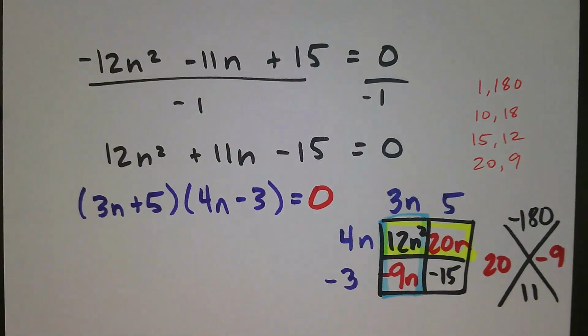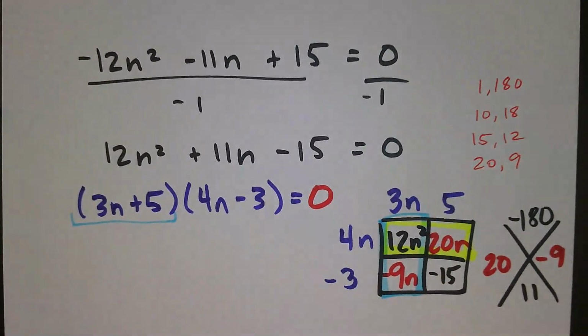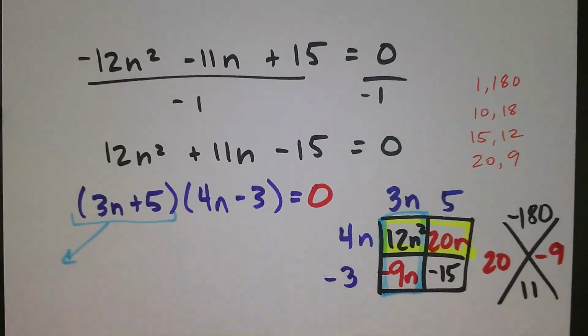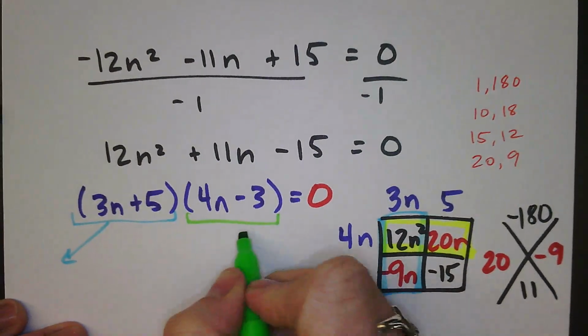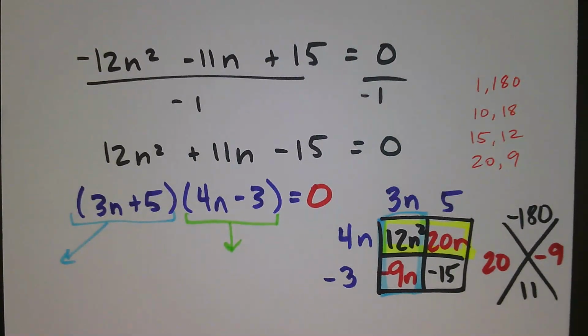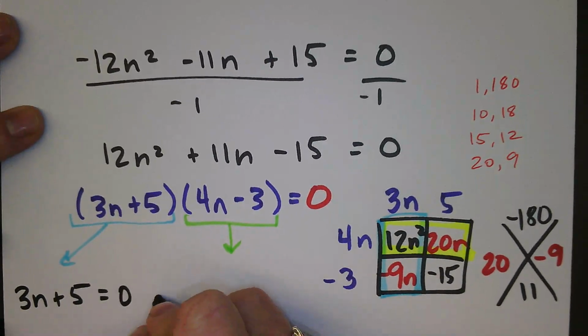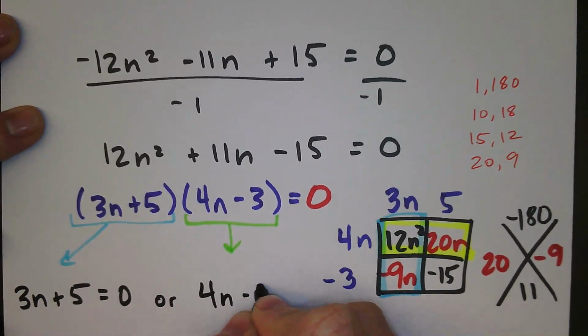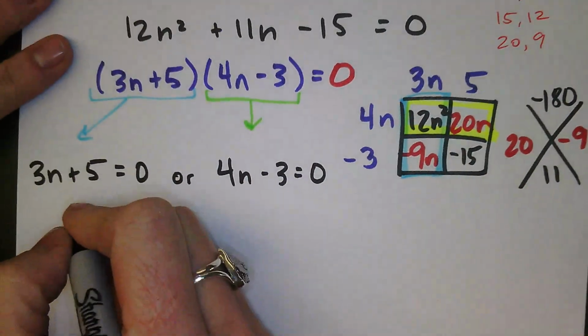And the whole point of doing this is because now I have a multiplication problem that equals 0. Either this thing equals 0, and I will write that equation, or this thing equals 0, and I will write that equation. So what do those look like? Well, that's going to look like 3n plus 5 equals 0, or 4n minus 3 equals 0. And then I solve each of these equations individually.